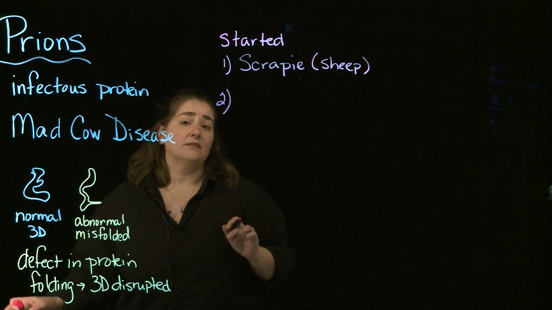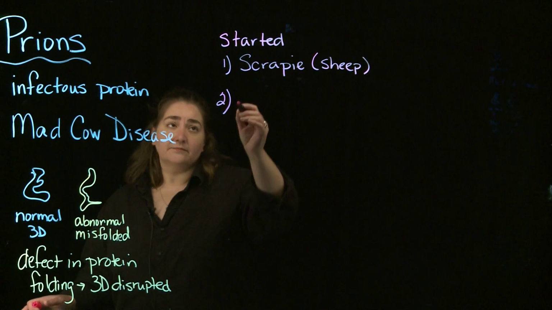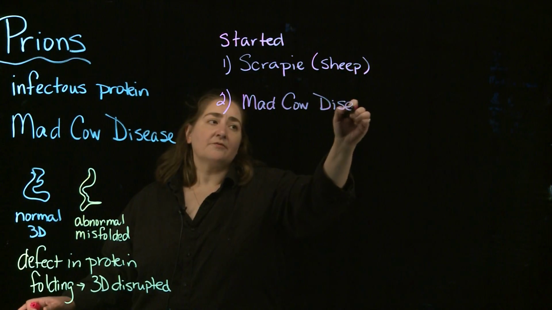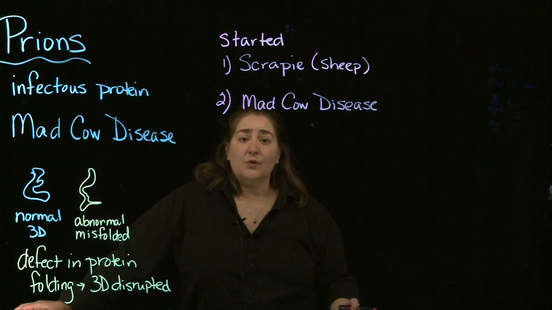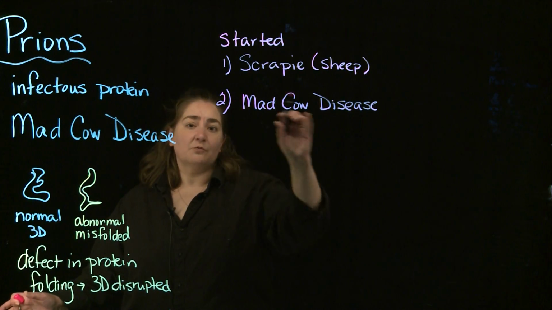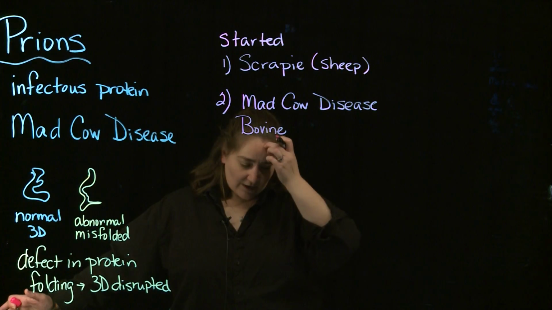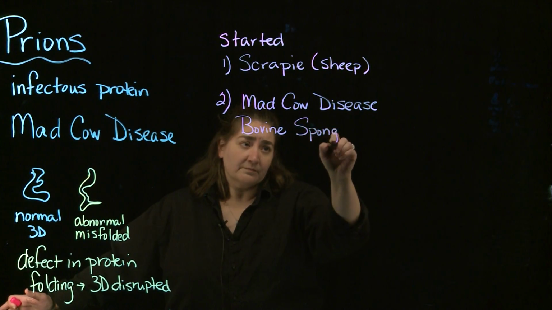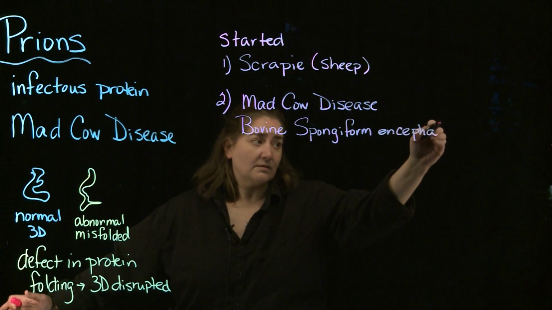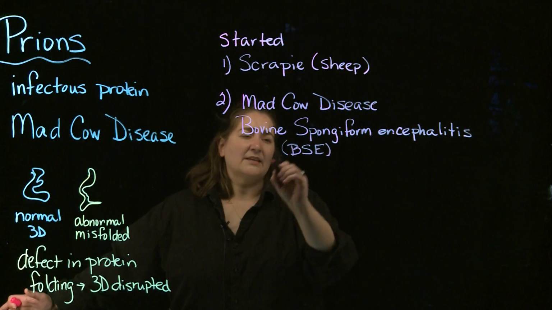What happened is those infected sheep, those sick sheep, were fed to cows, and those cows then ended up also suffering from the misfolded proteins. And that was what is classified as mad cow disease. All right. In this case, the cows end up again exhibiting behavioral defects. They'll run into walls, they'll bang into things. This is also referred to as bovine spongiform encephalitis. You'll see that abbreviated BSE. BSE and mad cow disease are one and the same.